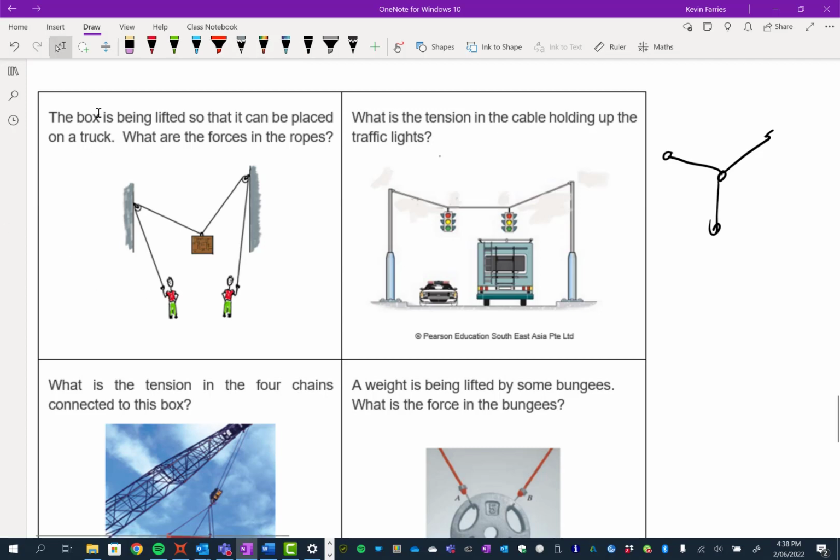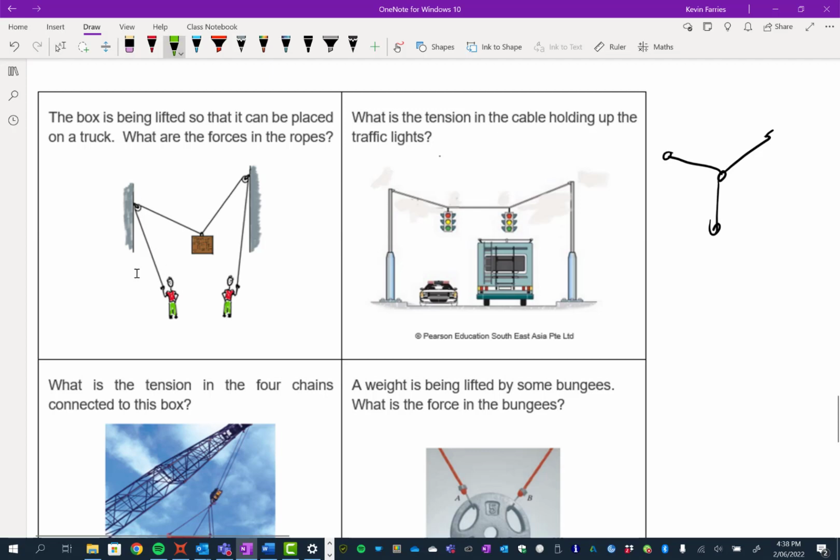It's probably easiest to be seen by example. We've got a box that's being lifted by two fellas so they can put it on a truck. The truck's going to drive in here, and then they're going to put the box down on top of it. And the question wants to know what's the forces in the rope. So now we need to choose what particle will be the most useful for finding the unknown forces.